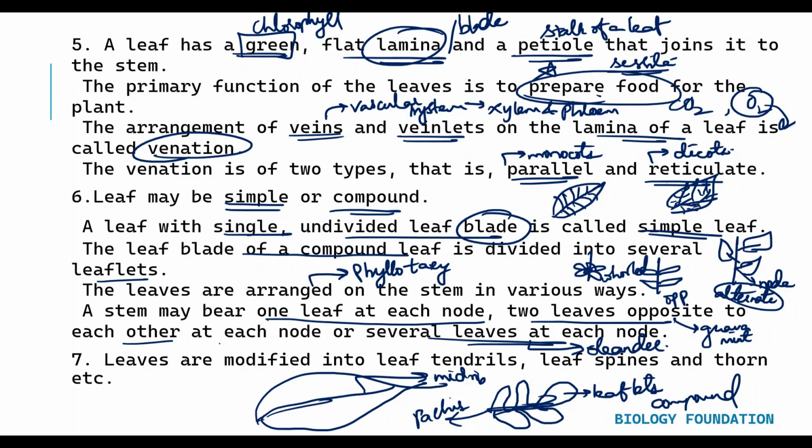Okay, leaves are modified. So the main function of leaf is to perform photosynthesis, but in some plants there are certain modifications seen in the leaf, where leaves are modified into leaf tendrils. This is seen in pea plant. Why? Because in pea plant the stem is very weak, so the leaves get modified into leaf tendrils. The leaf tendrils take support of other plants so that the pea plant can grow. Or the leaves can get modified into leaf spines, as seen in xerophytes or Opuntia, to prevent water loss.